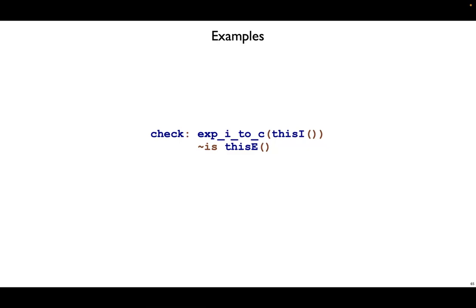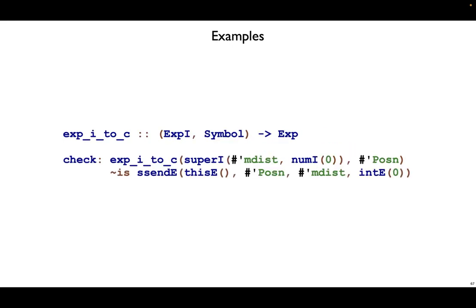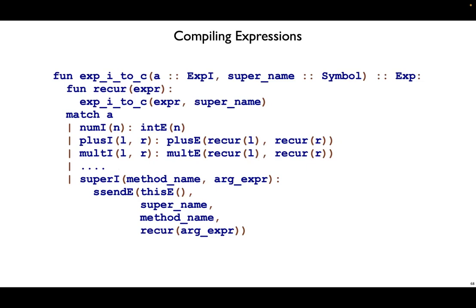For a first interesting case, let's look at super I. When we have a super call to the mdist method with the argument 0, we want a static send to this expression with some class name for the parent, and then the method name and the argument value. We can't fill in those question marks the way things are just now, though. We need to extend expI to C to take in a second argument for what's the current parent. With this revised signature, we can use the second argument to the compiler, the parent name, to fill in a static send.